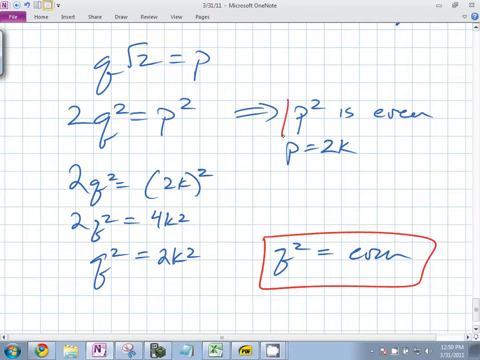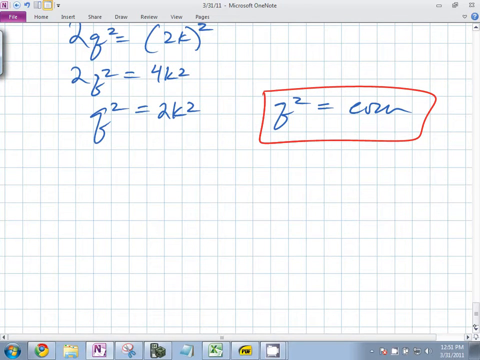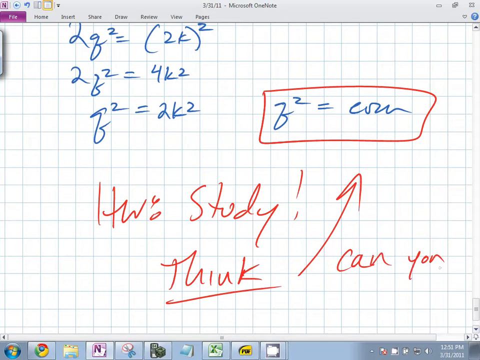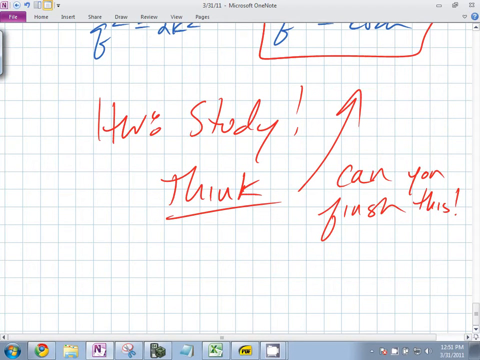This is what I want you to do for homework. Study, because you have your Unit 4 test tomorrow, and think about these two problems I gave you. Can you finish this? Yeah, the root 2 one. You almost finished it. It's almost done, but you have to realize what the last step is. You're looking for a contradiction! Again, main thing, study for Unit 4. Game over. Goodbye.